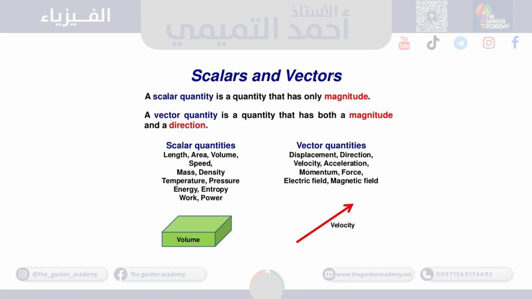Let's start with the scalar quantities. Length, area, volume, speed, mass, density, temperature, pressure, energy, entropy, work, and power. All of those are examples on scalar quantities. On the other hand, displacement, direction, velocity, acceleration, momentum, force, electric field, magnetic field, and so on. All of these are examples on vector quantities.